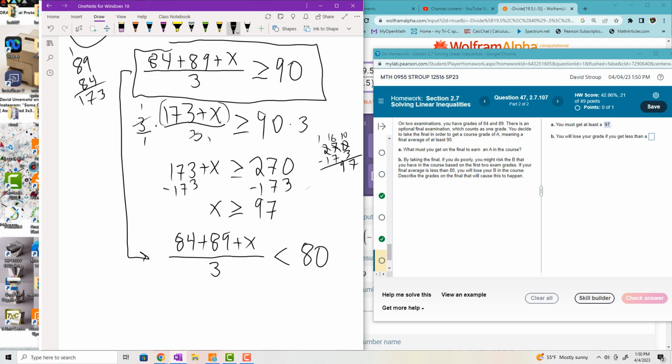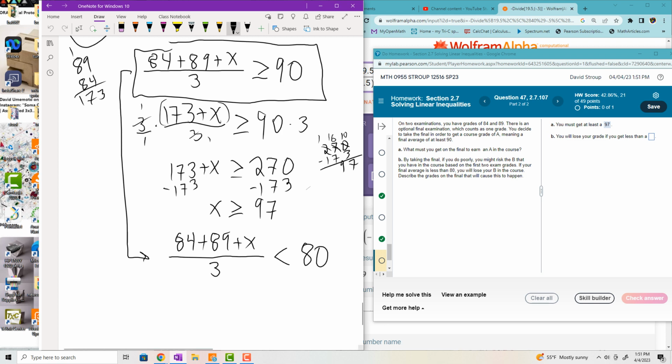Notice it doesn't include 80. If it was less than or equal to, it would include 80, but that wouldn't be true because if you get an 80 average, you still have a B. This is just less than 80. You could also write less than or equal to 79, but that wouldn't include 79.9, right? So you want to keep it as less than 80. I guess you really wouldn't want to write it as less than or equal to 79. That wouldn't be good. This is the way to go. Okay, this is the setup.